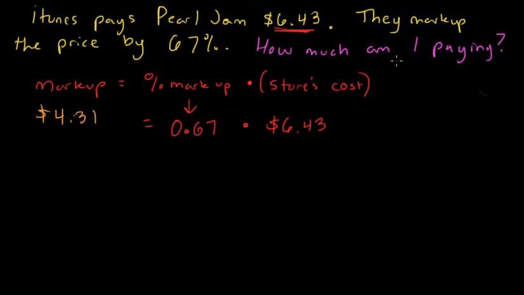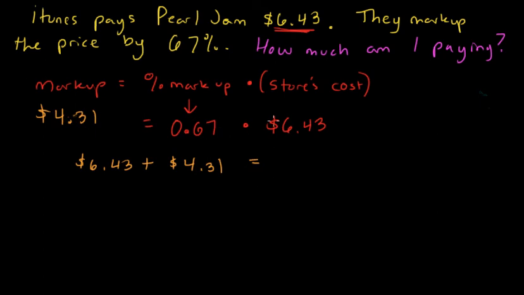So that's not the final price. I mean, that would be awesome. If you paid $4.31, that'd be super, super sweet. But we know that's not true. The markup, how much iTunes is actually going to raise the price by, is $4.31. They're going to take whatever they paid for it, $6.43, and increase it by $4.31. And whatever that is, is how much you're paying for it.